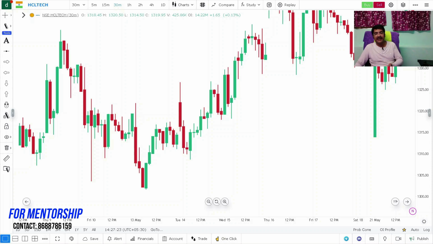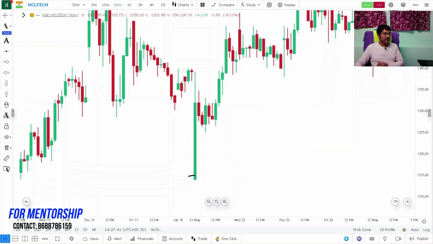And let's take another example of what is range continuation. Look at this candle. What happened here? This is the first 1 hour. I mean the 1 hour itself is within the first 30 minutes. So we can call this the first 1 hour range.